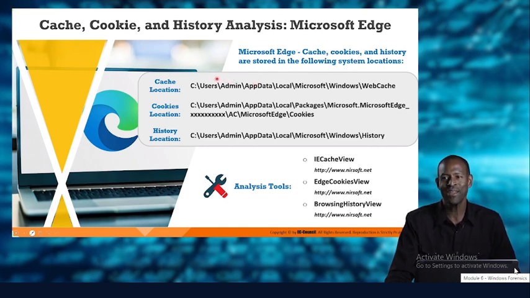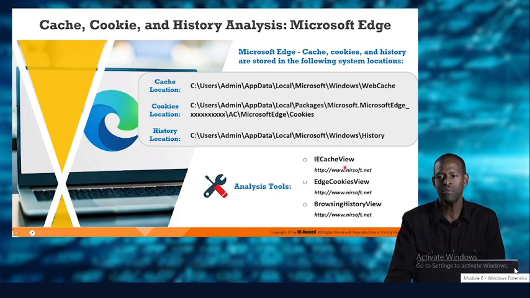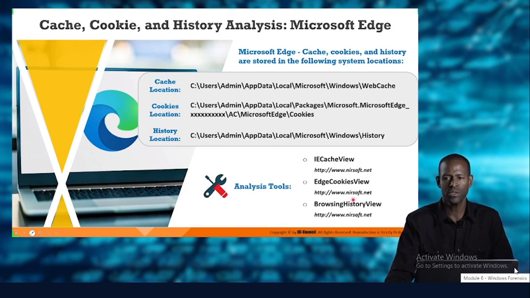Users, admin, AppData, Local, Microsoft, Windows, WebCache, or Packages, Microsoft Edge, or Local Microsoft Windows History. See all these paths? Oh yeah, and there are tools to help you examine the information that you find in these paths, including IECacheView from Nirsoft, EdgeCookiesView from Nirsoft, and BrowsingHistoryView again from Nirsoft. So they make a lot of browser tools that you can use right there at nirsoft.net.